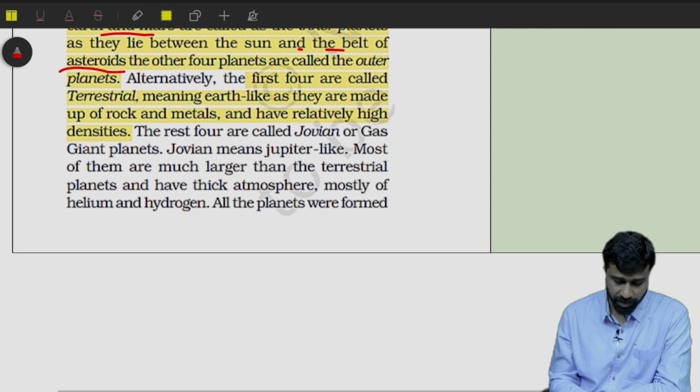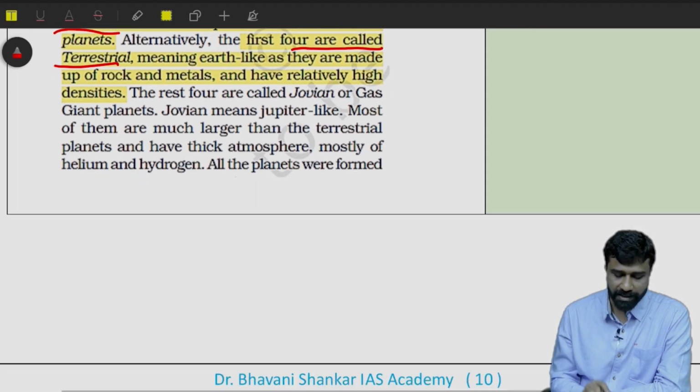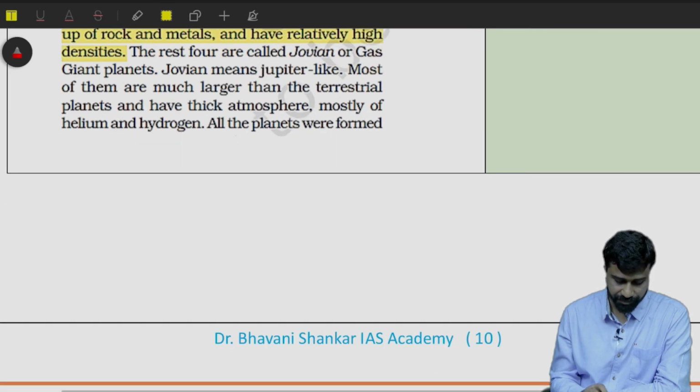Just now I had told you. So alternately, the first 4 are called terrestrial, right? Meaning earth-like material they are made up of.